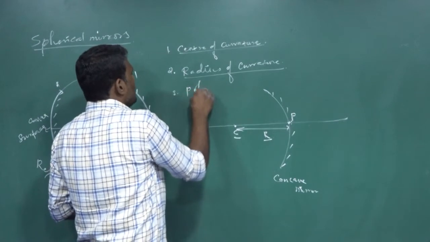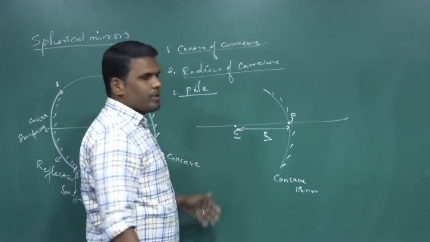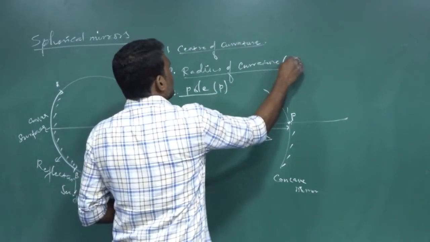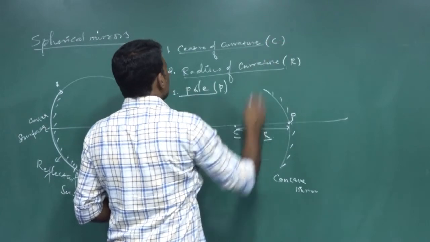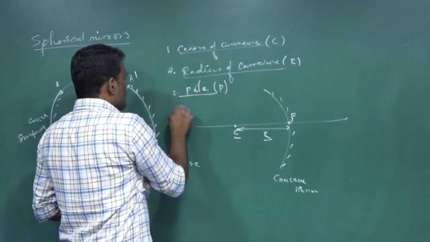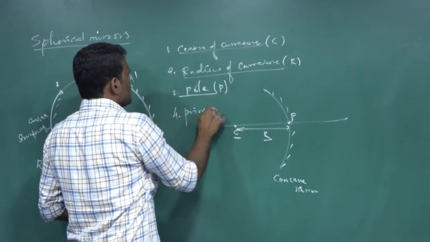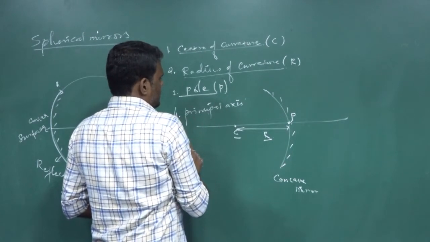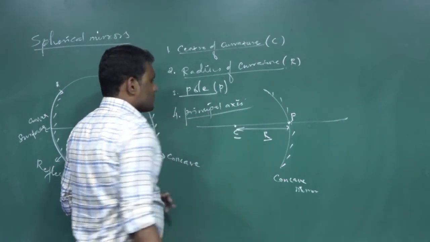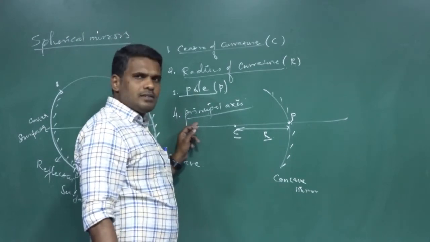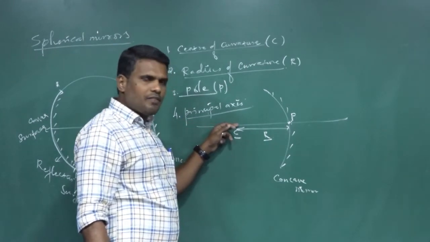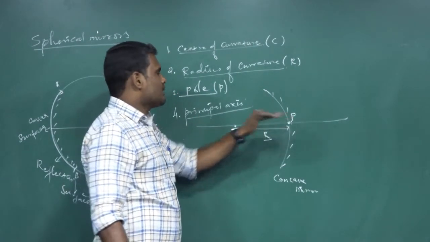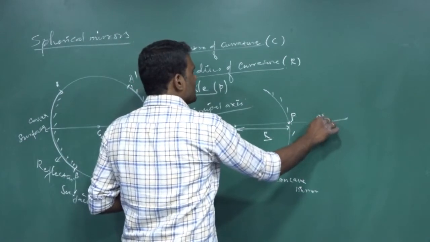The third one is the pole, so the geometric center of the spherical mirror is called the pole of the mirror, which is represented by the letter P. Radius of curvature is R, center of curvature is C. And then the fourth one is the principal axis. The principal axis is a line passing through the center of curvature and the pole of the mirror. I can mark it as PA.